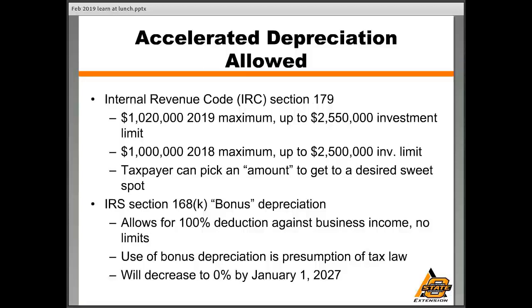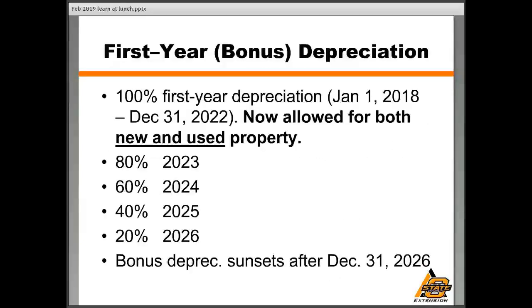Bonus depreciation is assumed unless you elect out of it. It's going to be applied, and it does go down. It will decrease to zero by January 2027. Right now it's at 100%, and over the next few years it stays there and then goes down. Here are the rules. We have 100% for 2018 through 2022. It applies to both new and used property under current law. It drops to 80%, 60, 40, 20 in 2026, and then goes away in 2027.